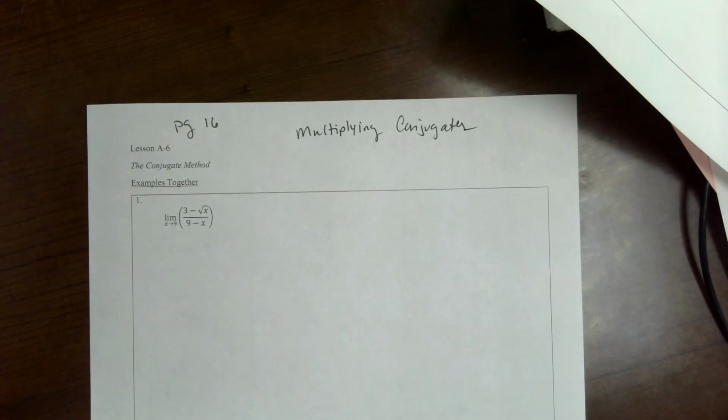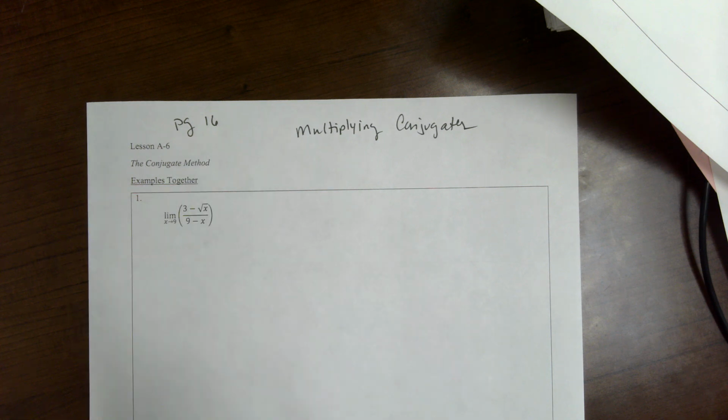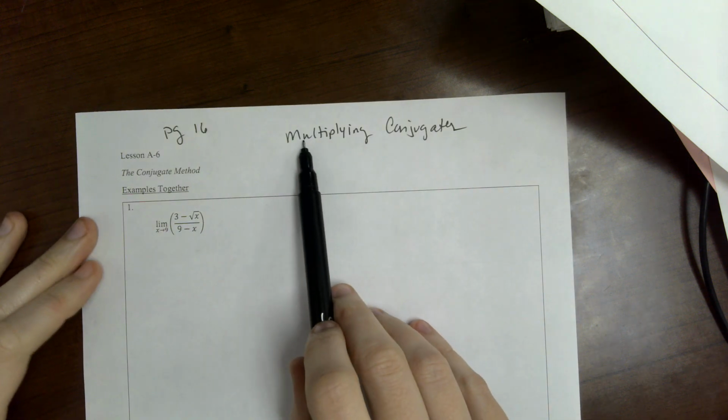Okay, so here is lesson A-6, and this is on page 16 of the packet. We're gonna do more algebraic manipulation, but this is the conjugate method. Okay, so just a little review here.